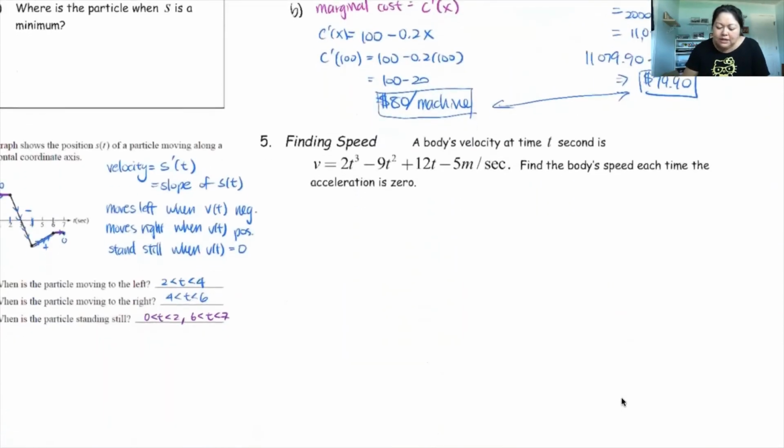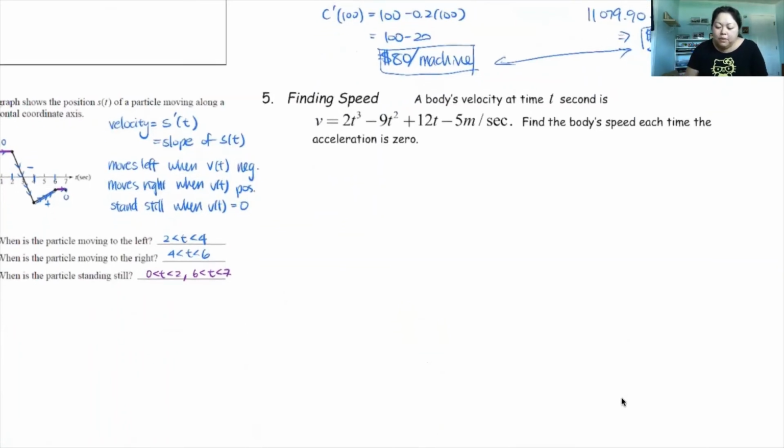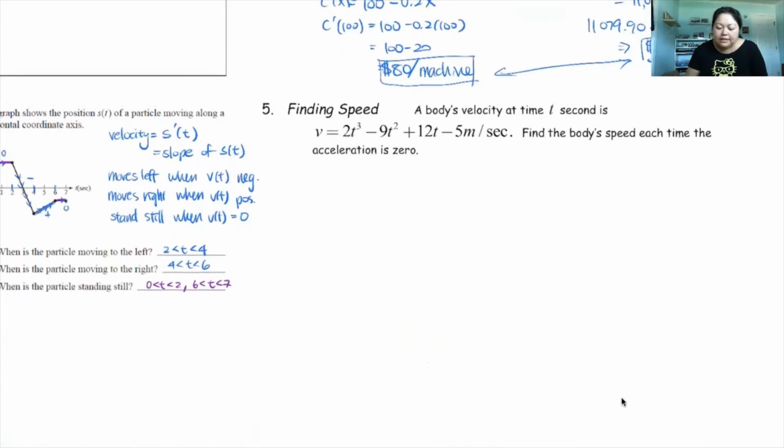Last but not least, this is where it gets a little more interesting. You have to figure out how to interpret the problem. The problem says a body's velocity at t seconds is this function. So I have the velocity function. Find the body's speed each time the acceleration is 0. Okay, so you've got to find out the relationship between acceleration and velocity.